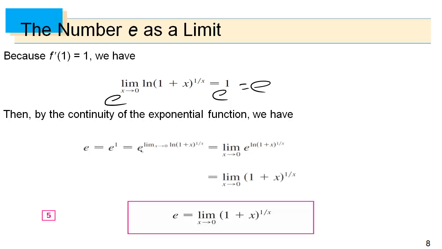We can take the limit outside, and it's just e raised to all of this stuff. And then e raised to the natural log of some stuff. The e and the natural log cancel each other out, and now we get e equals the limit as x goes to 0 of 1 plus x to the 1 over x, and there we have the definition of what e is. So that's how e was defined.